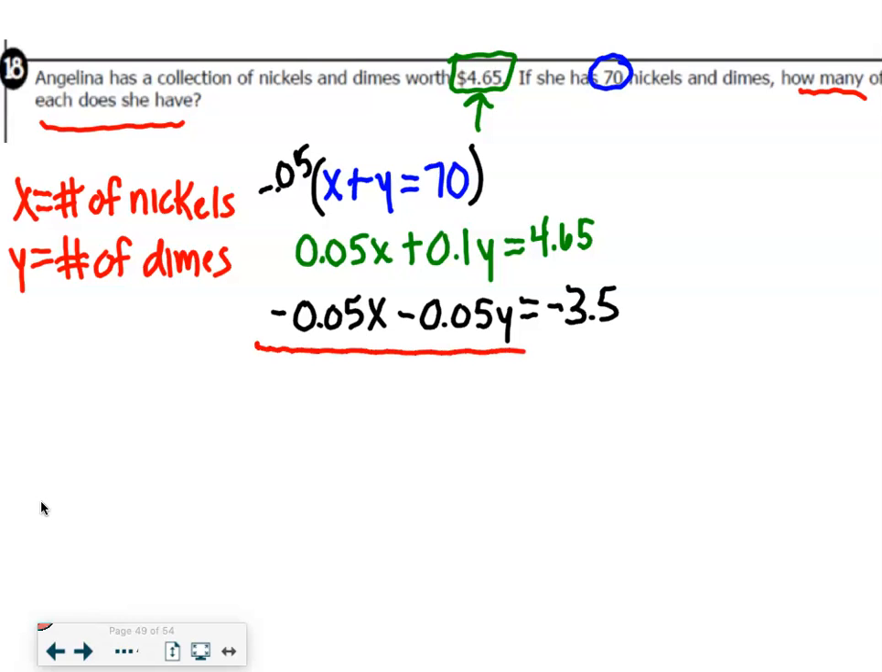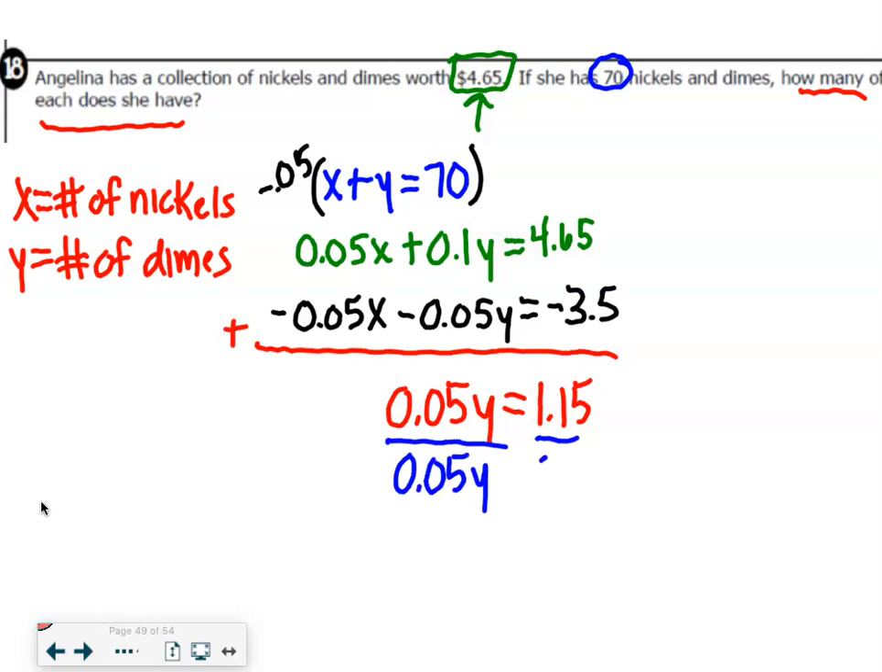Okay, let's add our equations together. Our x's go away, because that's what we wanted. Now, what's 0.1y minus 0.05y? So think about what's 10 cents minus 5 cents, folks. 5 cents. And then $4.65 minus $3.50 is $1.15. Now simply just divide out 0.05y divided by 0.05. Oh, we want that y to stay though.